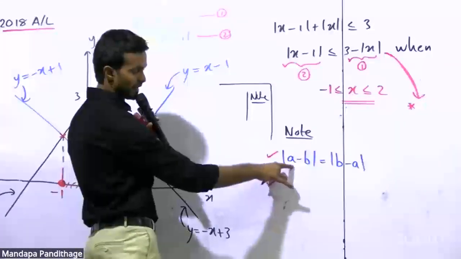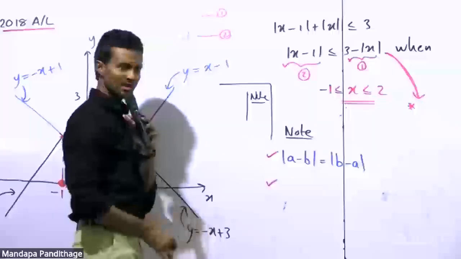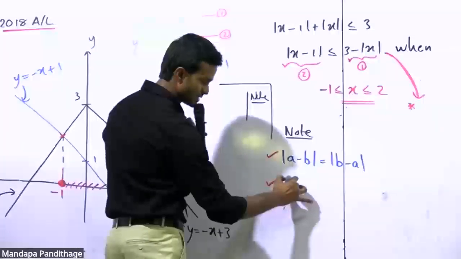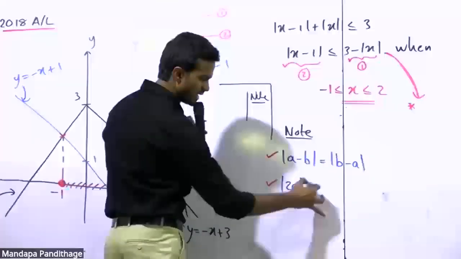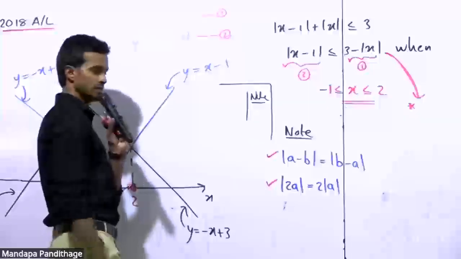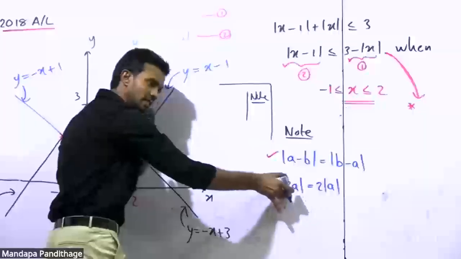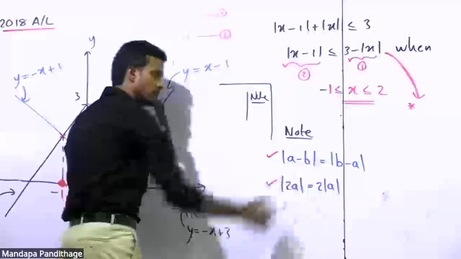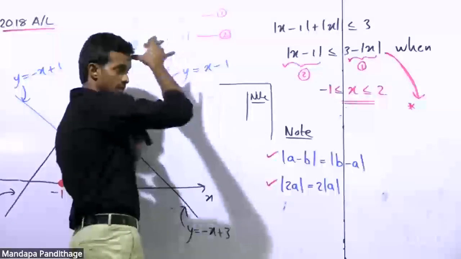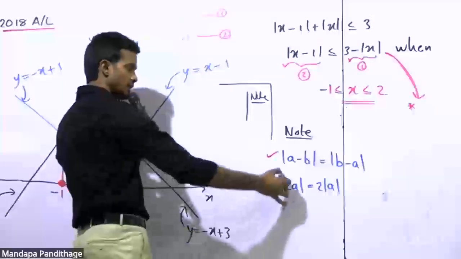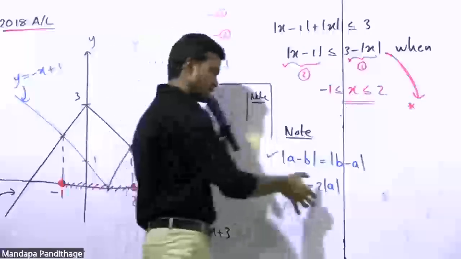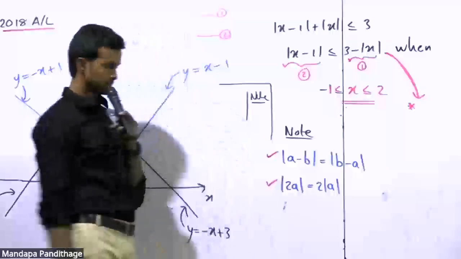So modulus a minus b is equal to modulus b minus a. And the other one is, okay, silence. 2 times modulus a, 2 can be taken out. It's 2 times modulus a. So you can take out the 2, 3 or the numerical values out of the modulus. So just write these two. Modulus a minus b is equal to modulus b minus a. And if you have something like modulus 2a, it can be written as 2 times modulus a.